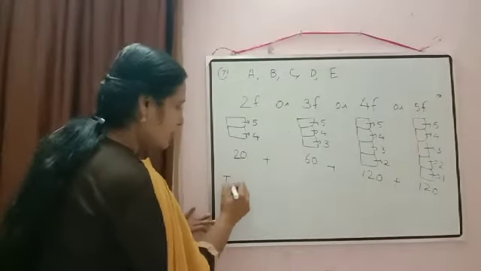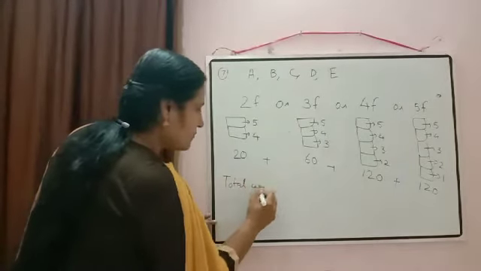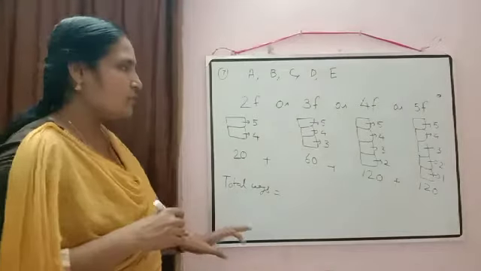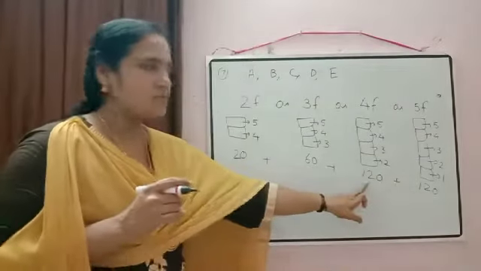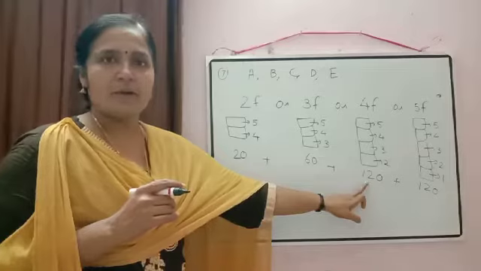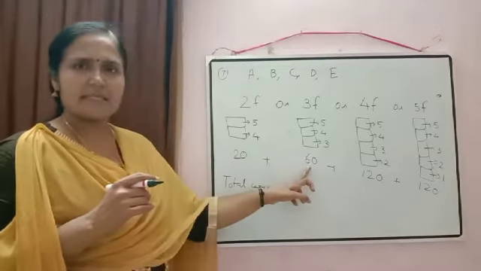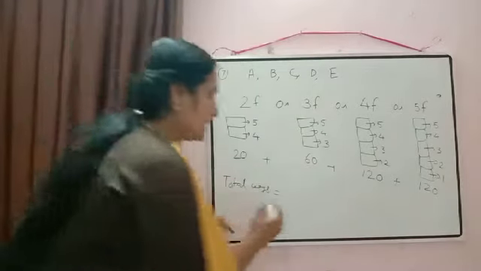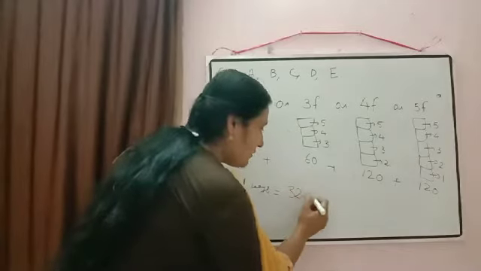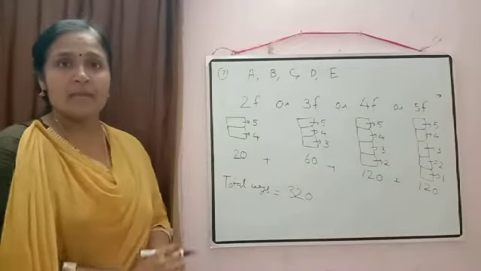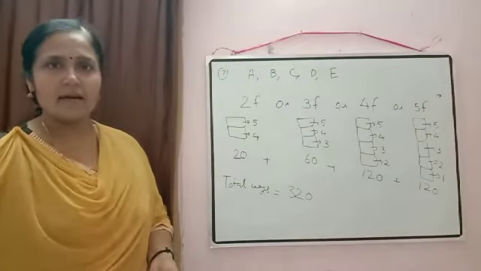Just write down: total ways is equal to. Just add the numbers. What will come? 120 plus 120 will be equal to 240. 240 plus 60, 300. So 320. Total number of ways will be equal to 320. Is it clear? Okay.